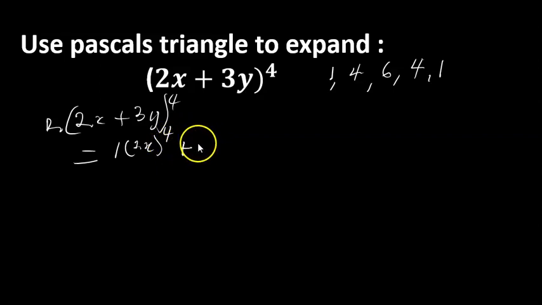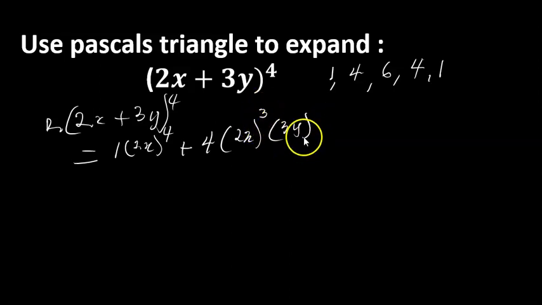Plus, now the next coefficient is 4. My 2x will reduce, will be raised to the power of 3, while my 3y will be raised to the power of 1. Plus 6. Now, that's the next coefficient. My 2x will be raised to the power of 2, while my 3y will be raised to the power of 2. While x is reducing, my y side is increasing.